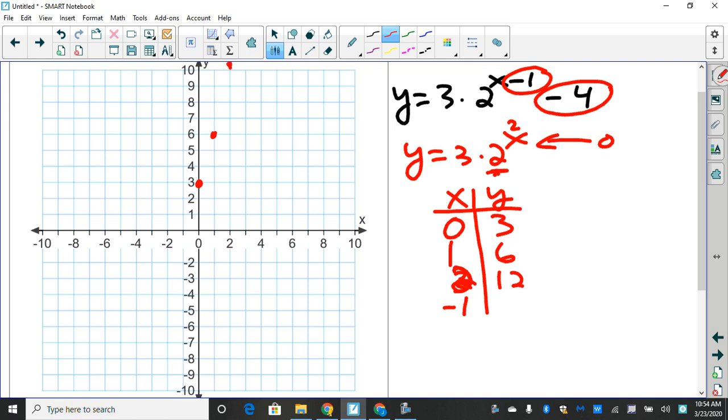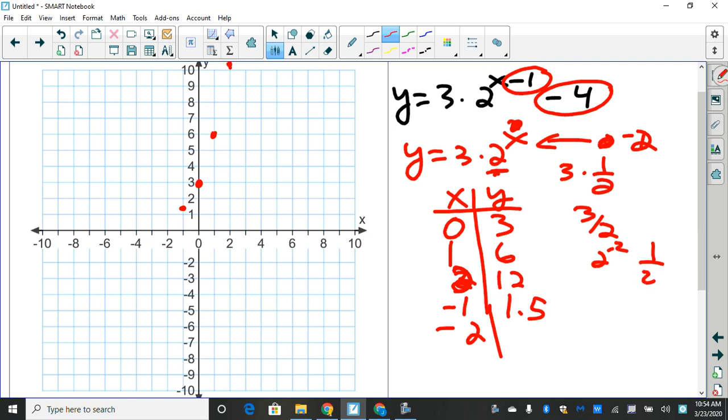What if I put negative 1 in? Put negative 1 in there, right? That's going to be 3 times 1 over 2, which is 3 over 2, which is 1.5. So at negative 1, I'm at 1.5 right here. You can see how it's going to look just like Mama, right? If I put negative 2 in there, that's 2 to the negative 2, which is 1 over 2 to the 2, which is 1 over 4 times the 3, that's 3/4. So at negative 2, I'm down here to 3/4.